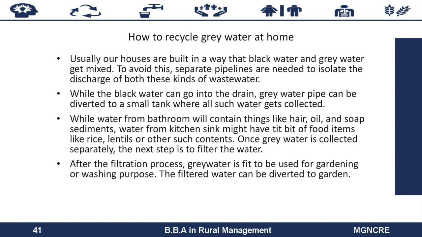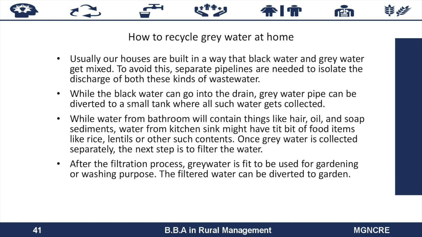Once grey water is collected separately, the next step is to filter the water. After the filtration process, grey water is fit to be used for gardening or washing purposes. The filtered water can be diverted to the garden. So these are 4 easy steps by which we can recycle and reuse grey water at home.